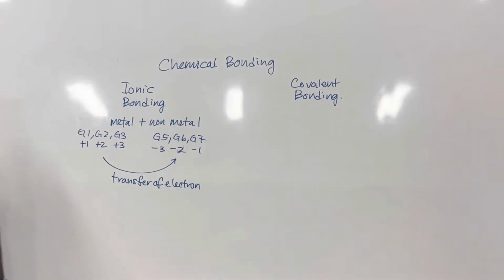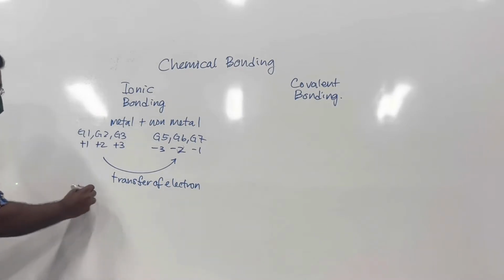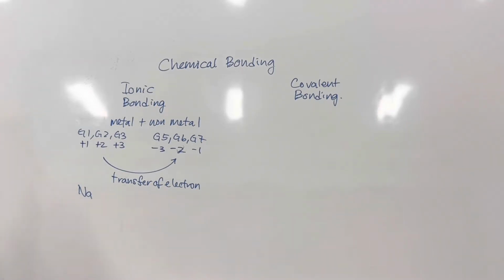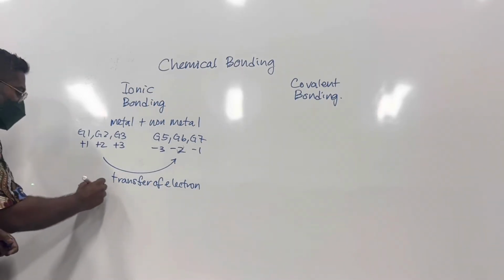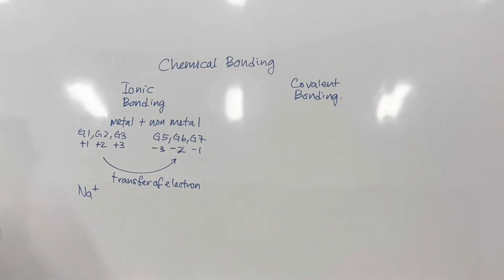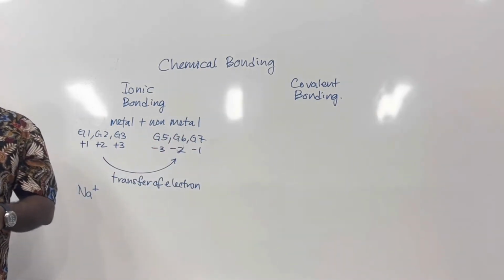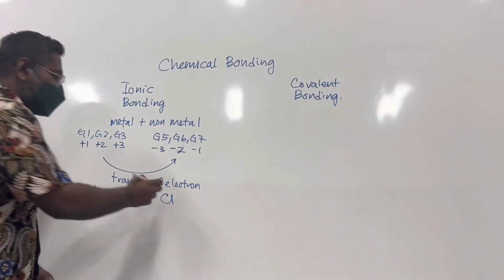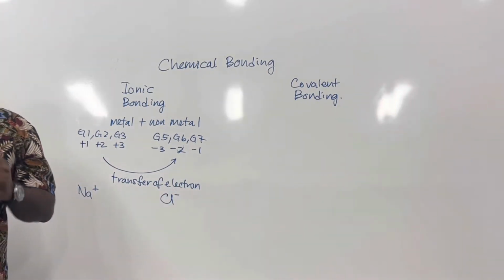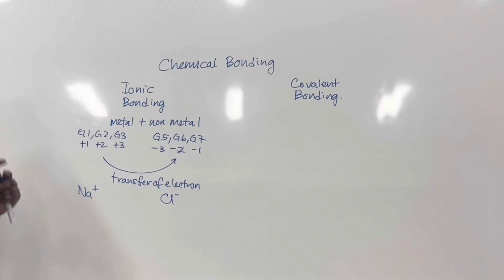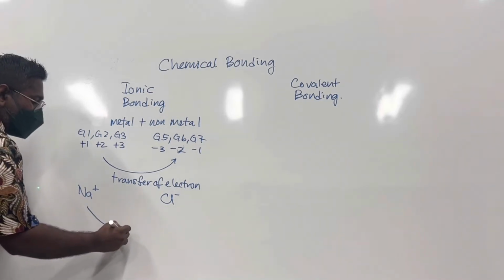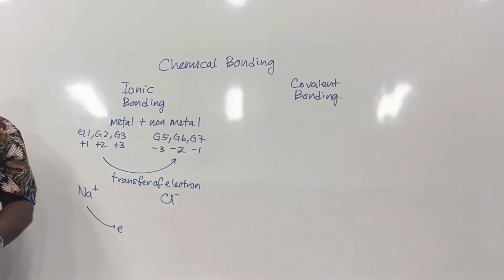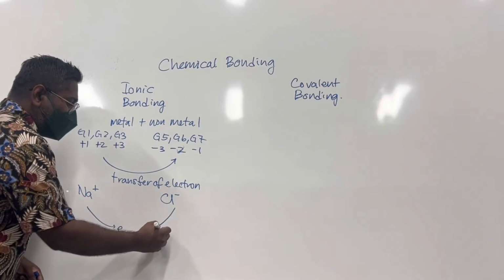For example, if you have sodium, sodium is from group 1. It's a group 1 metal, and group 1 metals will always form a plus 1 ion, so Na+. And if you have an example of group 7, chlorine, Cl, it is going to form Cl-. Generally, Na+ is formed because it releases 1 electron, and Cl- is formed because it has received 1 electron.